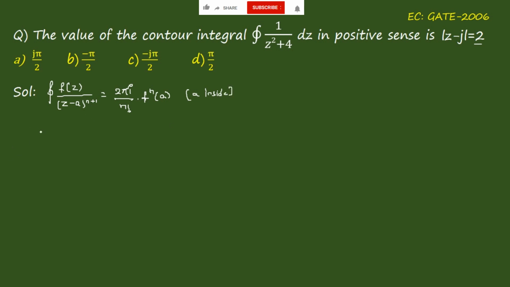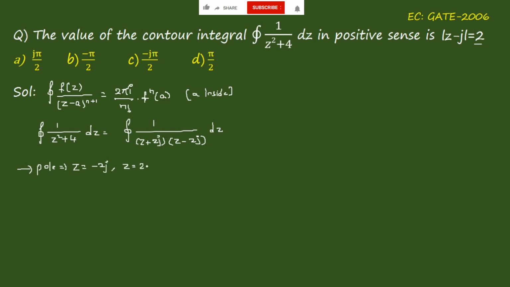Now they have given the function here: the integral over the closed curve of 1 by z square plus 4 dz. We can write this as the integral over the closed curve of 1 by (z plus 2j)(z minus 2j) dz. Now we'll look at which of the poles will be inside the circle. Coming to the poles, here we can see that the poles are z equal to minus 2j and z equal to 2j. Now they should be inside the circle of mod z minus j equal to 2.